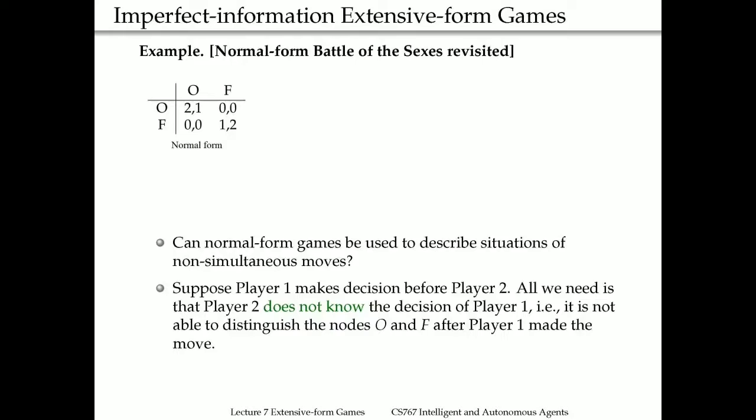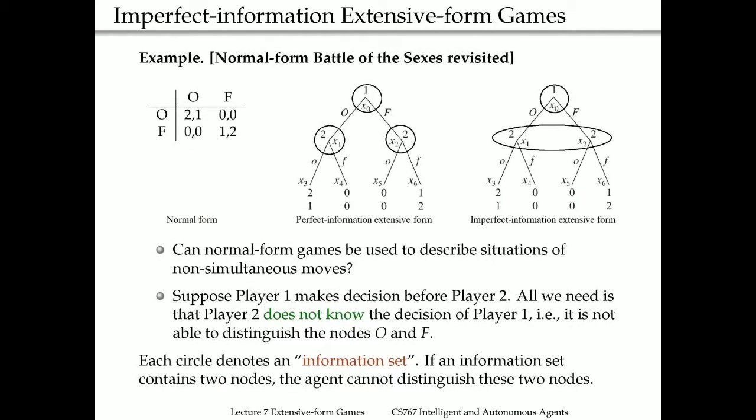Can this normal form game be used to describe situations of non-simultaneous moves? It could be, because when we define normal form game, it said that they're making simultaneous moves. But I also said that the simultaneous move does not mean that they have to make the decision at the same time. It could be that one of the players is making a decision before another player, as long as the first player is not aware of the decision made by the second player. So the key thing with the simultaneous requirement is not about making decisions at the same time, but really about knowledge. So you're making a decision, but you're not revealing that decision to the other player. In this case, you can think of the two players as moving simultaneously together.